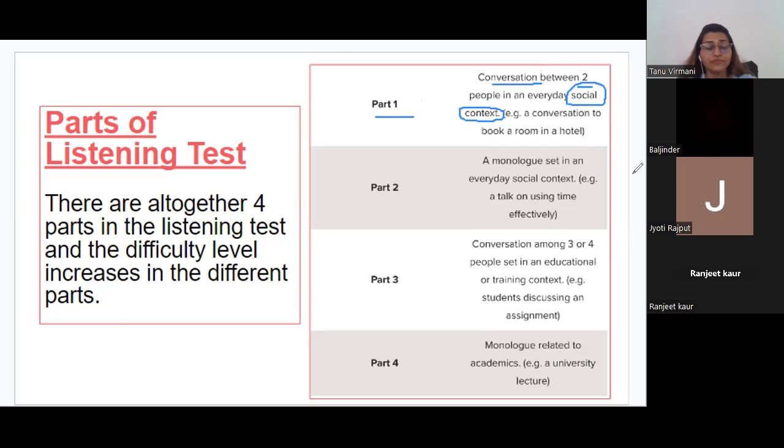Okay. Now part 2. Part 2 is always a monologue. That means only one person will be there and he is also going to talk about social context. So part 1 and part 2 are both social context related. Part 1 will be a conversation but part 2 will be a monologue.